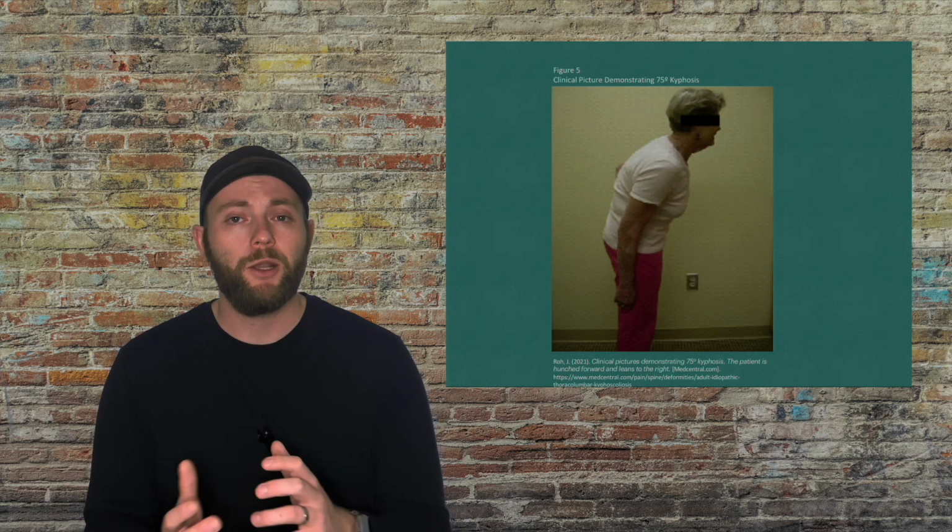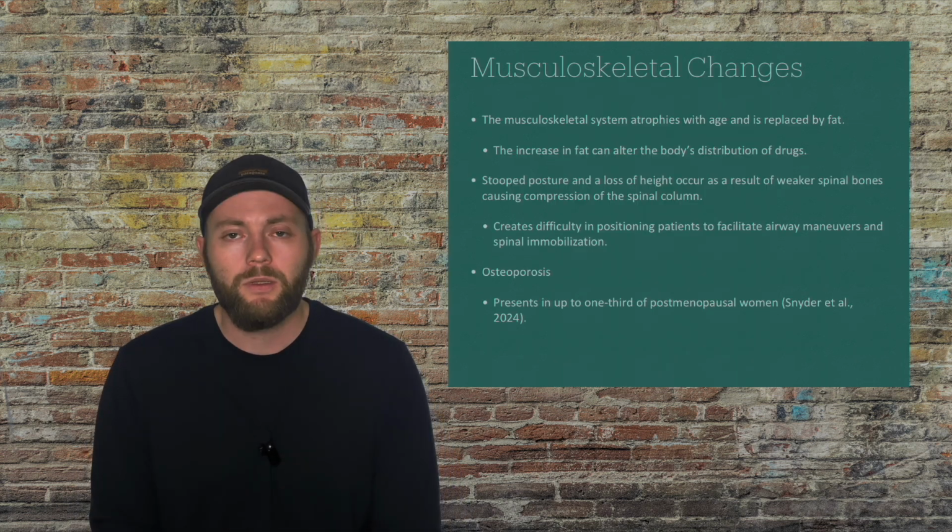Some older patients may experience a stooped posture and a loss of height as a result of compression of spinal bones in the spinal column. This can create difficulty with airway maneuvers and spinal immobilization in older patients. You can see kyphosis very clearly in the image on your screen.